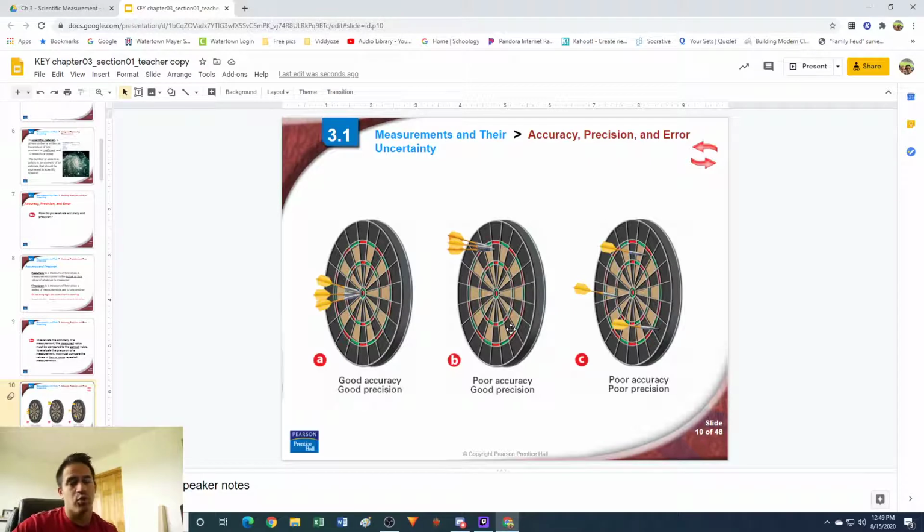The second image here shows poor accuracy, but good precision. Accuracy is poor because we're trying to hit the bullseye, and we're not hitting where we're supposed to be, okay? So we're far off from the actual mark we should be getting. But our precision is good because we're hitting in the same place every time, okay? So we have good consistency. And the third image here shows neither good accuracy nor good precision. Not only are we not hitting the bullseye, but we're also not even hitting in the same spot every time. We're all over the place, okay?